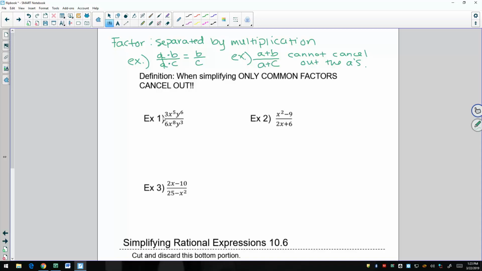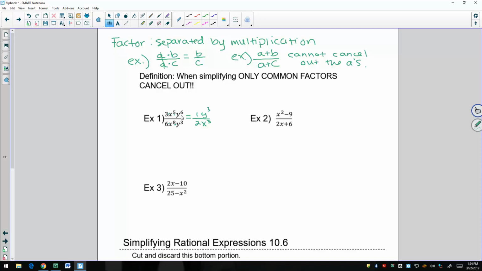In example 1, you'll notice this is all multiplication on the top and the bottom. So you can simplify or cancel out or reduce common variables or common terms. So the 3 and the 6, you can divide a 3 out of both of those. So you're left with a 1 on top and a 2 on the bottom. The x's, x to the 5th over x to the 8th is x to the negative 3rd, which means it's actually going to be on the bottom as a positive 3. And then y to the 6th over y to the 3rd is y to the positive 3rd.